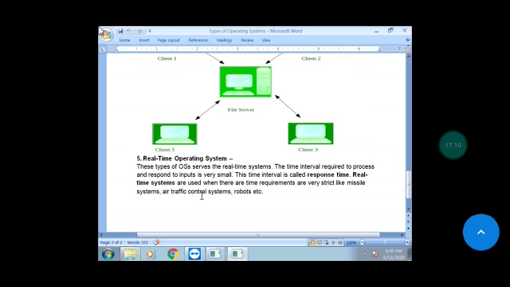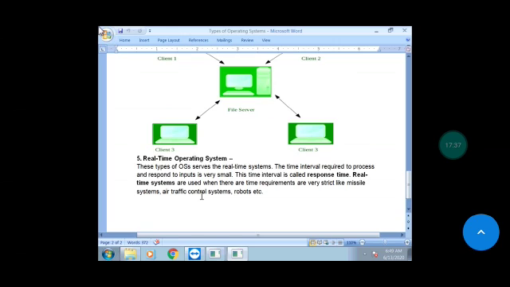Now, what is a real-time operating system? Real-time operating systems are used when the time requirements are very strict. That means if I have given 10 seconds, anyhow that has to be executed. If it is not executed, then what happens? It just gives the other job to execute.